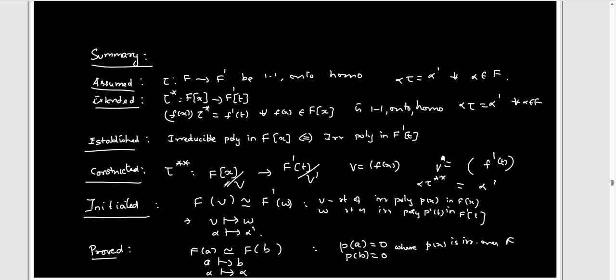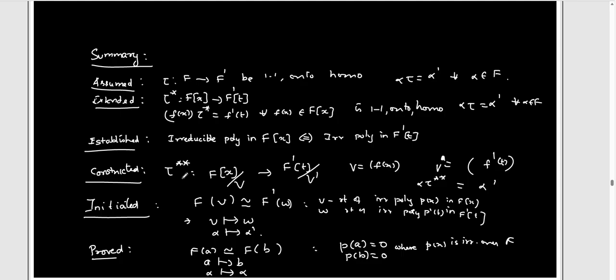And then we constructed tau double star from F[x] modulo v to F prime[t] modulo v prime, where v is generated by f of x. This is what we had. And v prime is generated by f prime of t, and tau double star takes alpha to alpha prime.